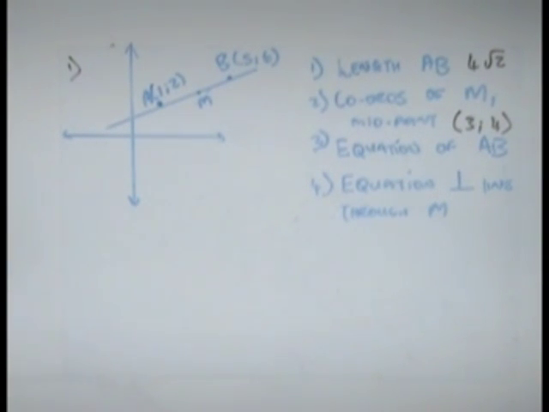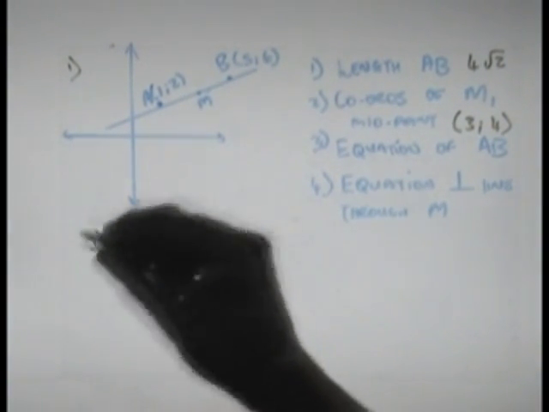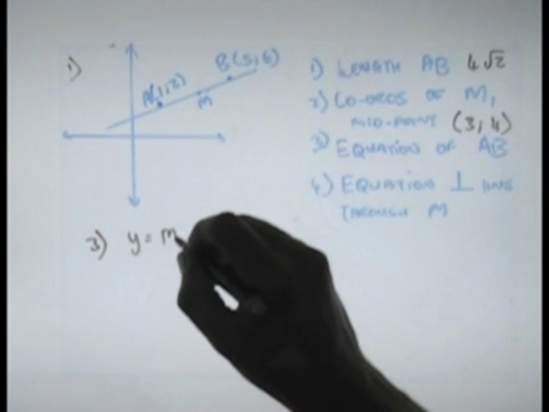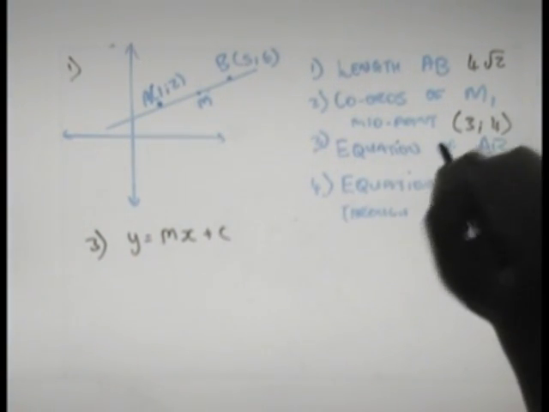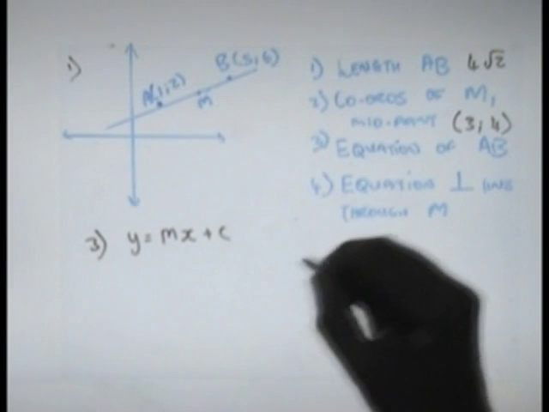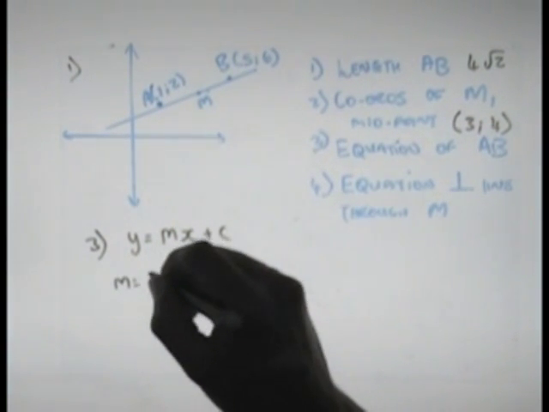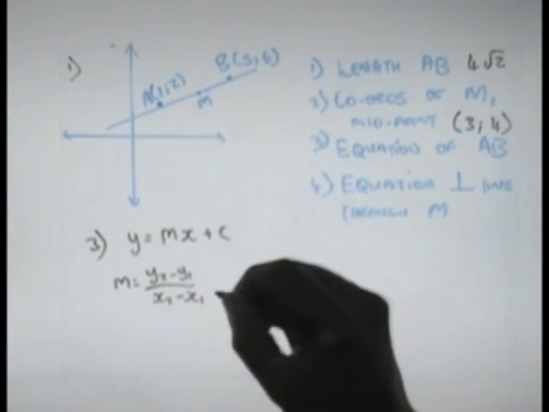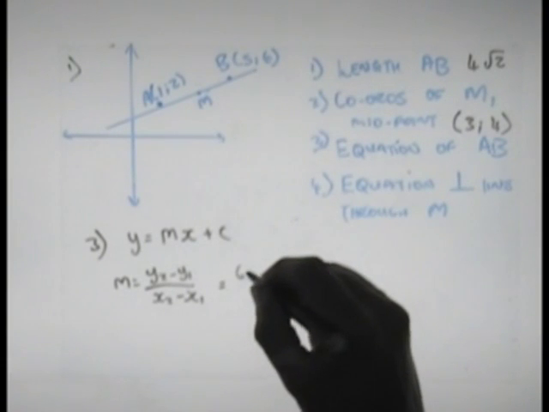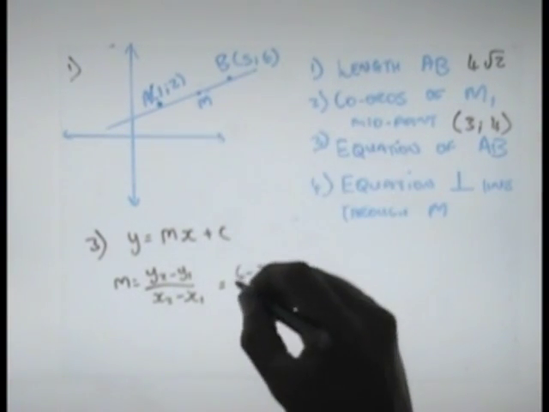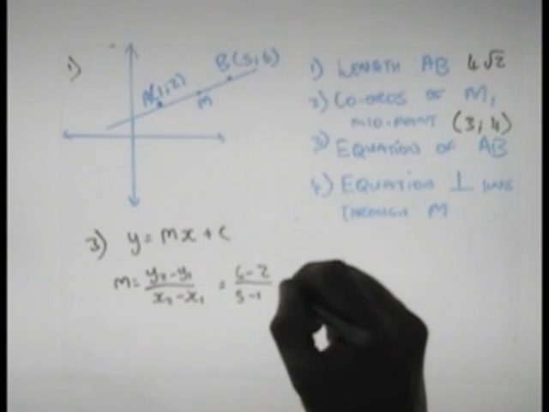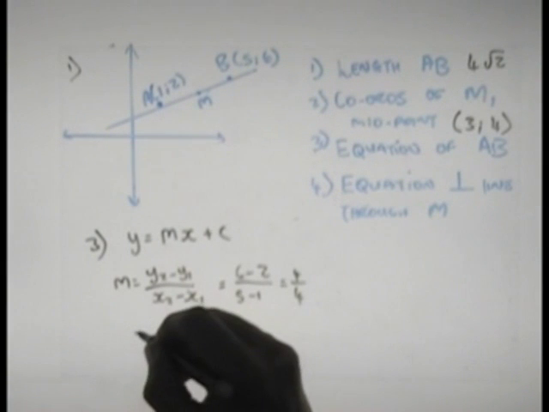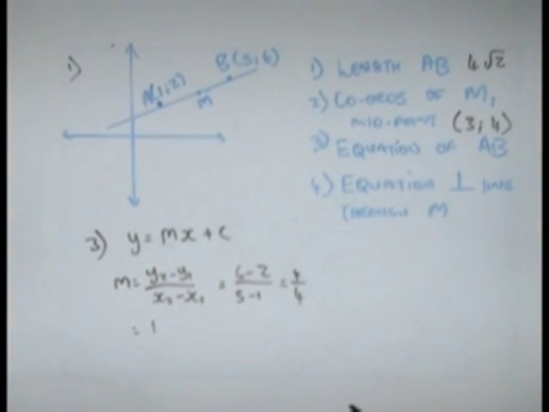The next thing we're looking for is the equation of AB. To get the equation of AB, we're going to start off by saying y is equal to mx plus c. We're going to start by looking at our m value. m is equal to y2 minus y1 over x2 minus x1, which in this case is going to be 6 minus 2 over 5 minus 1, which is equal to 6 minus 2 is 4, 5 minus 1 is 4. That means that our gradient is equal to positive 1.